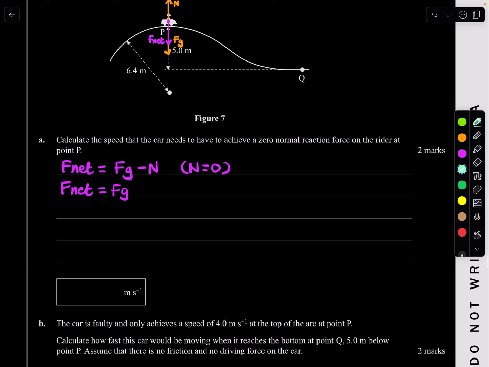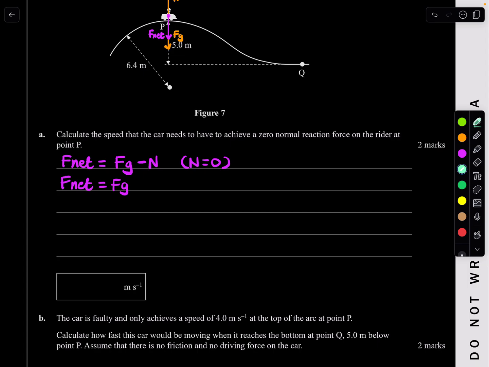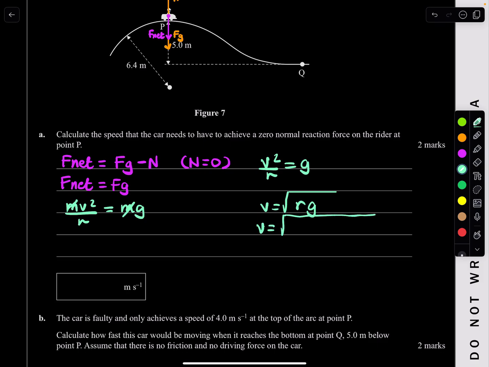So we only get F net is equal to Fg. And remember our F net formula for circular motion: it is mv squared over r, is equal to Fg, which is mg. Now, of course, the masses will cancel out, so we get v squared over r is equal to g. Hence, v is just the square root of rg.